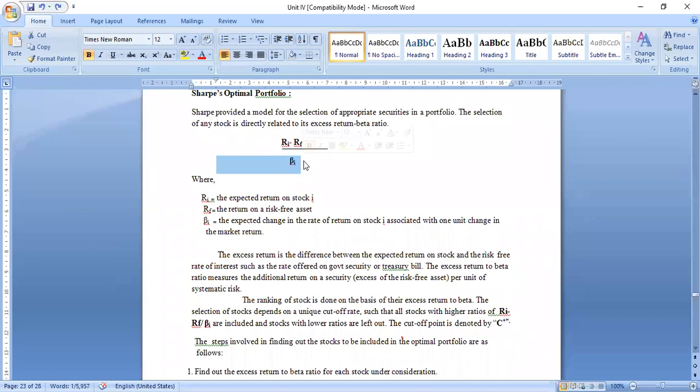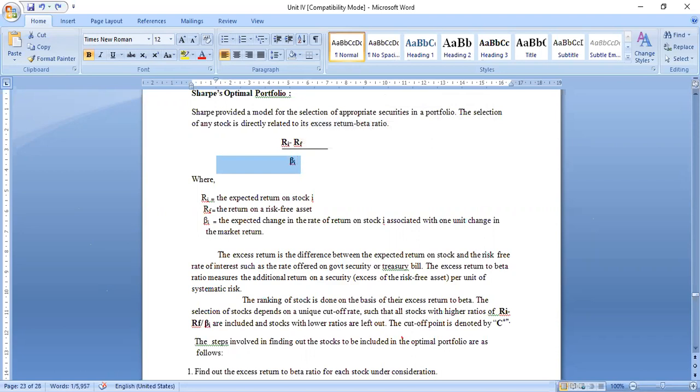Over and above the expected return, how much additional return is an individual investor going to receive subject to systematic risk, or what we call market risk? That is the meaning of excess return to beta ratio. It is the difference of expected return and risk-free rate of return, and it measures additional returns on a security for every unit of beta or for every unit of systematic risk.